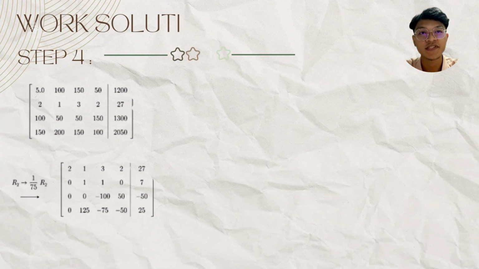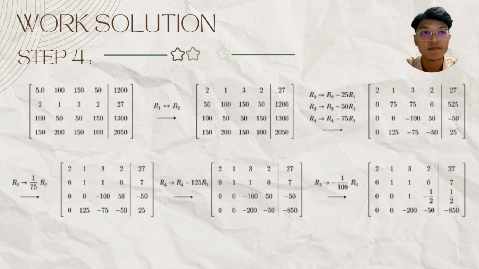First operation, we start by swapping row 1 and row 2. This places a smaller leading coefficient at the very top to make our calculation much cleaner. Second set of operations, next we want to create zeros below our leading coefficient in the first column. To do this, we perform 3 operations simultaneously. We update row 2 by subtracting 25 times row 1. We update row 3 by subtracting 50 times row 1. And we update row 4 by subtracting 75 times row 1.